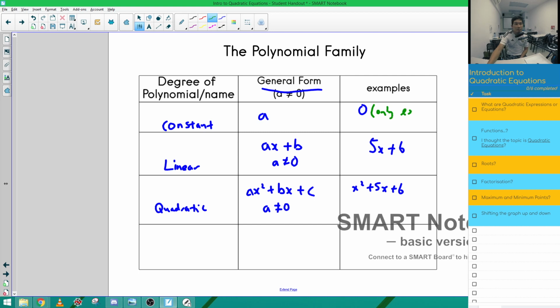Only exception. Oh, the camera has acted up again. Yeah, the camera's kind of strange, changing modes on its own.